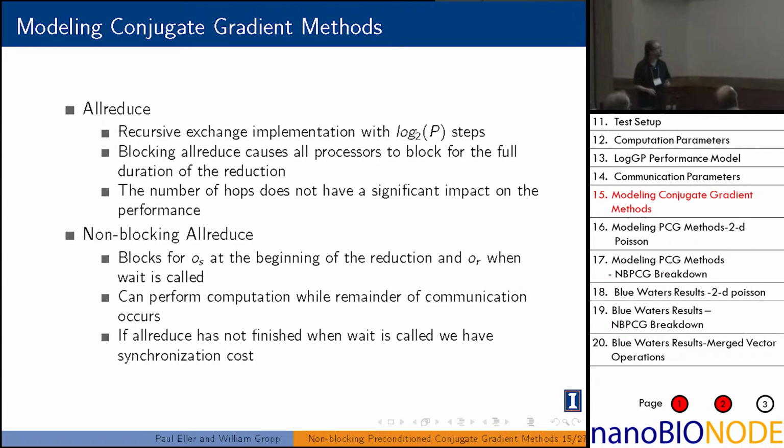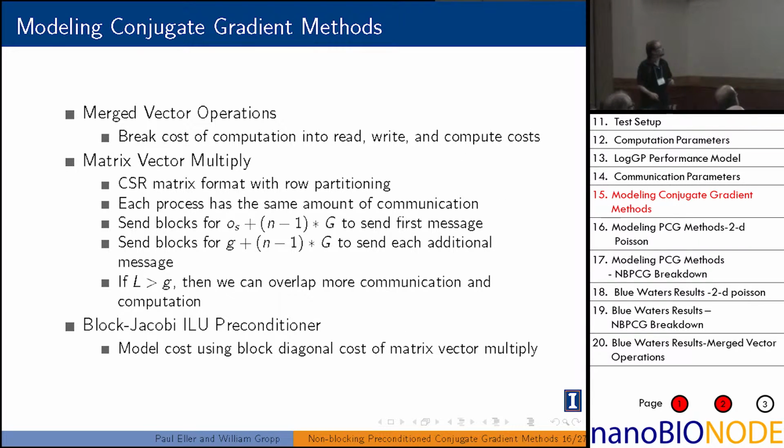For the non-blocking Allreduce, we block for the send overhead at the beginning of the reduction and the receive overhead when wait is called. But in between, we assume that we can do computation while the remainder of communication occurs. And if the Allreduce isn't finished when the wait is called, then we have a synchronization cost. For the merge vector operations, we break these costs into read, write, and compute costs. For the matrix vector multiply, we assume we have a CSR matrix with row partitioning. We assume that each process has about the same amount of communication.